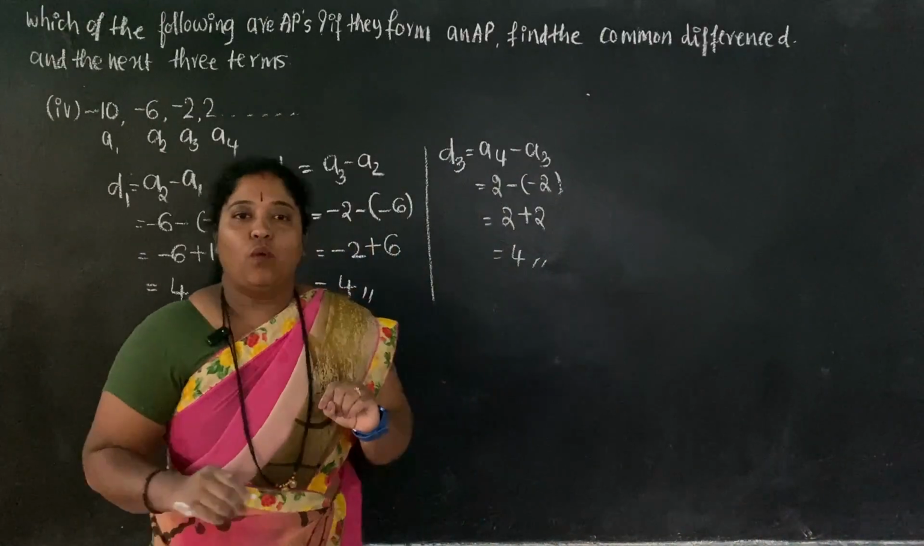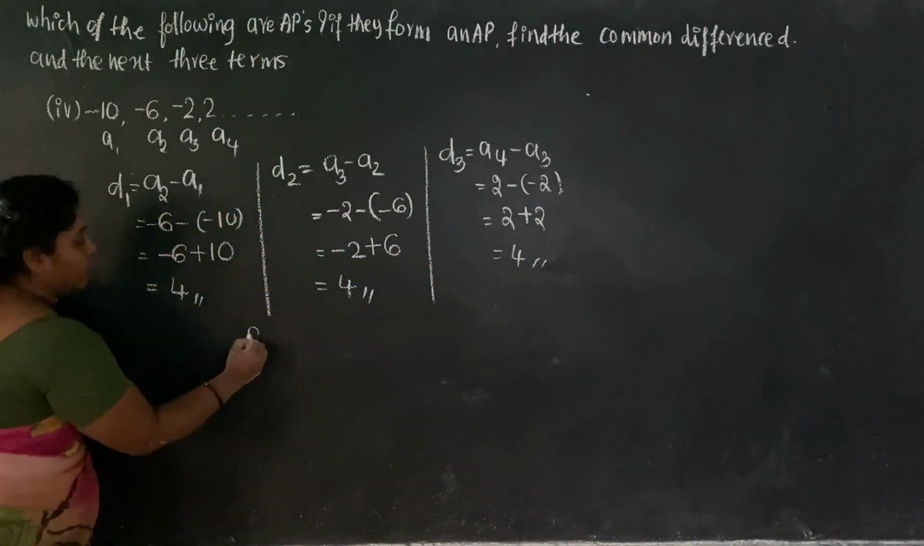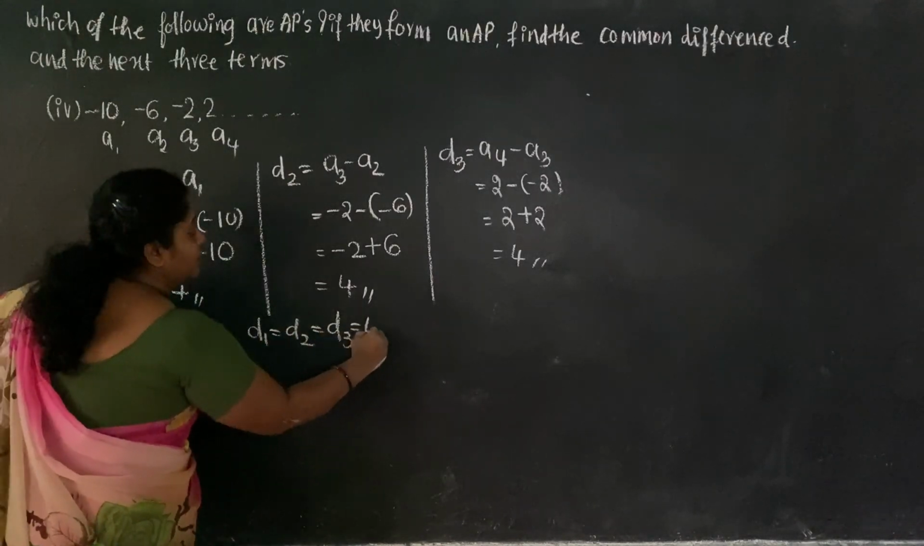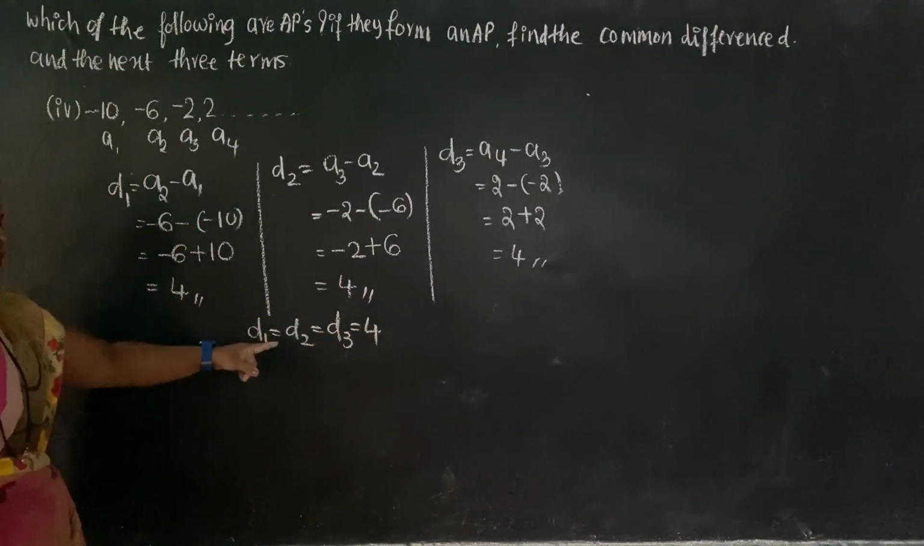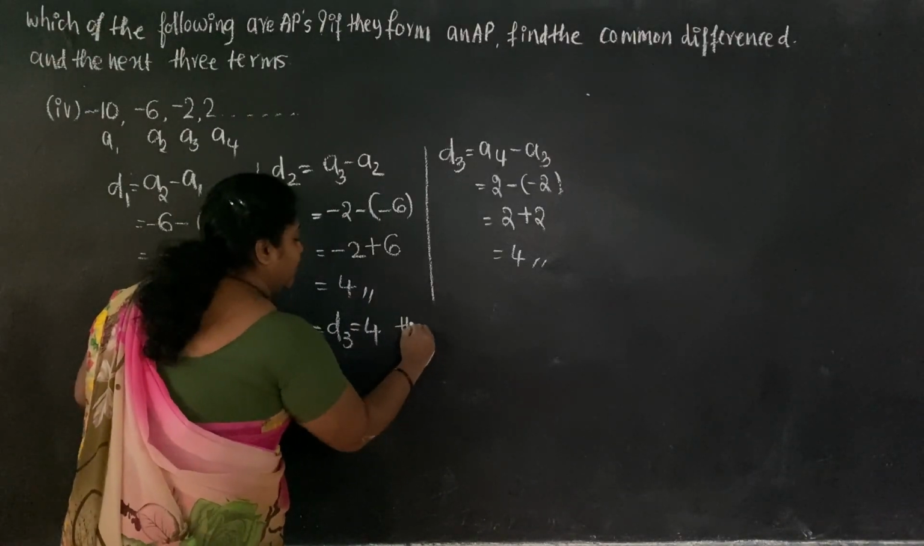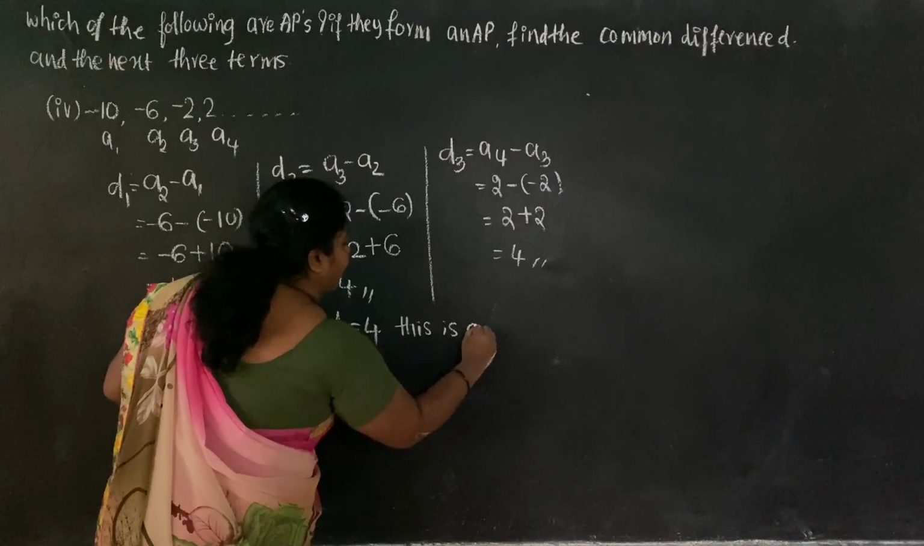So at the end, what can I conclude here? I can conclude that D1 equal to D2 equal to D3 equal to 4. If all the common differences are same, then can I call it as an AP? Yes, this is an AP.